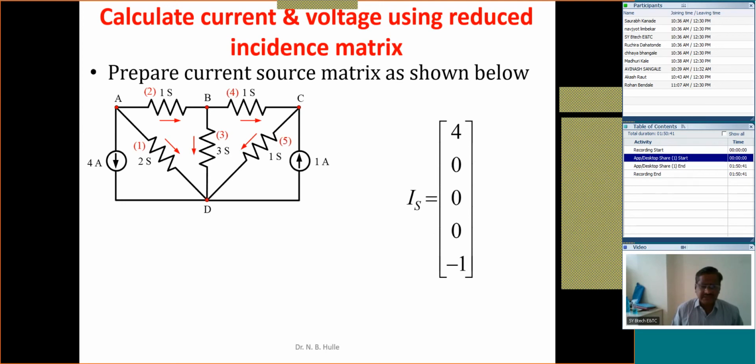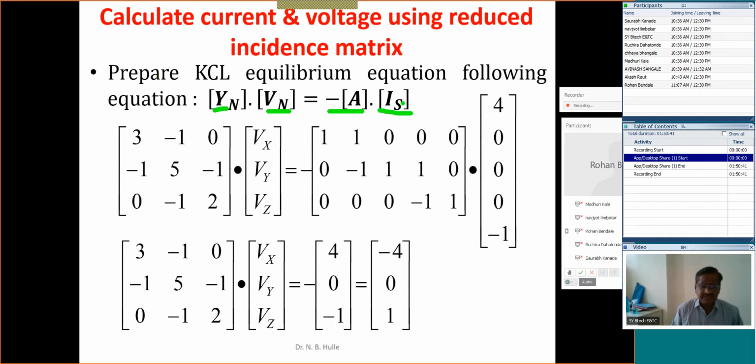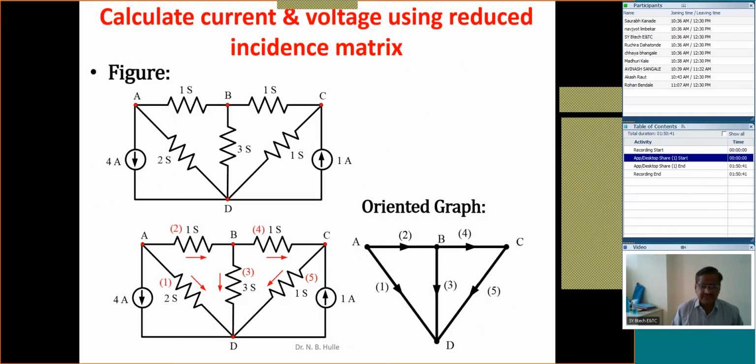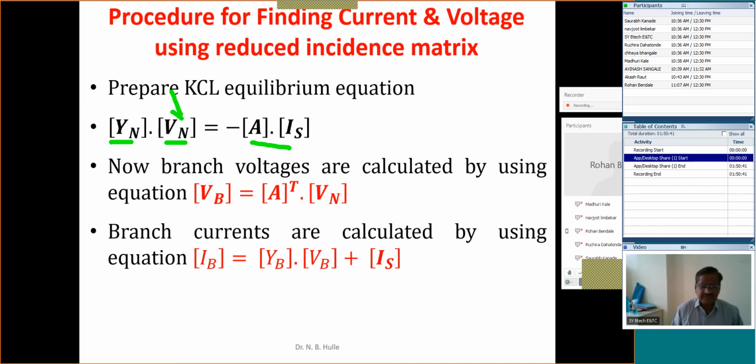I will come back to you after completion of this particular problem. I will take your queries one by one. Then we will take the equilibrium equation. What is the equilibrium equation? YN into VN is equal to minus A into IS. I will show where we have prepared this equation. From this equation, we are able to find the node voltages, because the other values are known. So we are finding the node voltages indirectly.